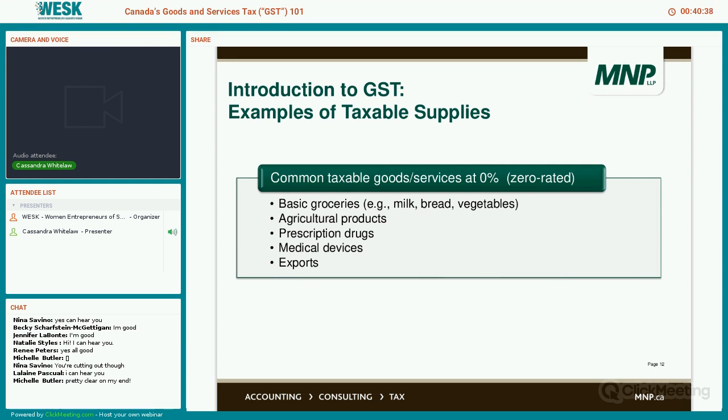When you're exporting goods or services out of Canada, there are some items that if you were providing them in Canada, they would be attracting GST. But because you're exporting them, the tax rate will be 0% on those. This is just to ensure that Canadian businesses can remain competitive in the international market. It allows their customers not to have to pay the sales tax, but it does allow them to recover the sales tax that they've paid.